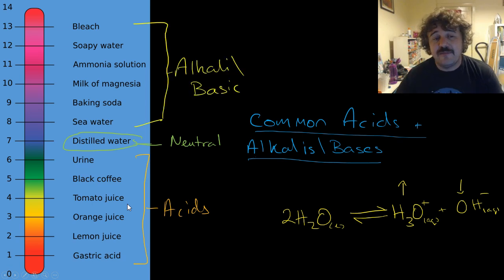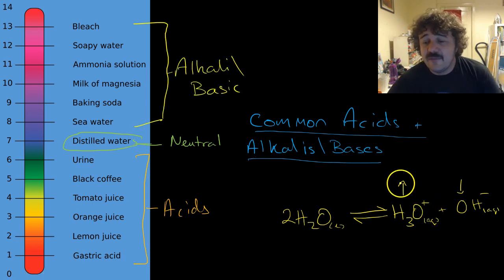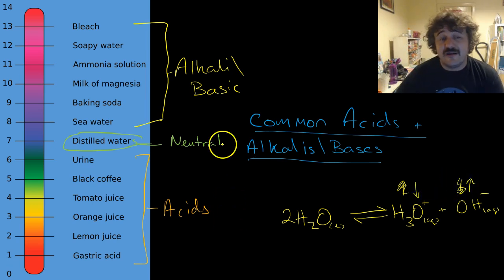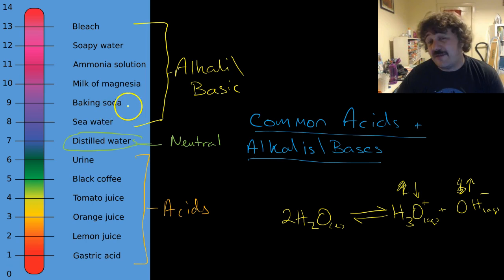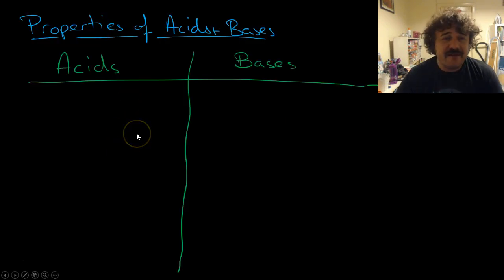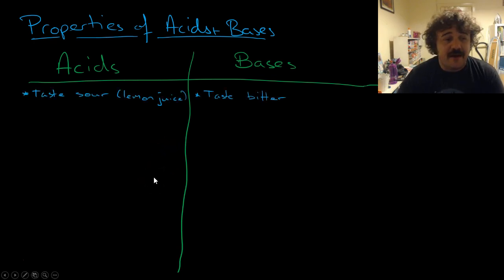and then we can have a look at our bases, or our alkalis, which will have fewer hydronium ions and more hydroxide ions in the solution. These are things like seawater, baking soda, bleach, so bleach is at 13, soapy water is about a 12, soap's pretty basic, ammonia is about 11, baking soda is about 9. So let's have a look at the properties now that we understand some examples of what basic ones are.